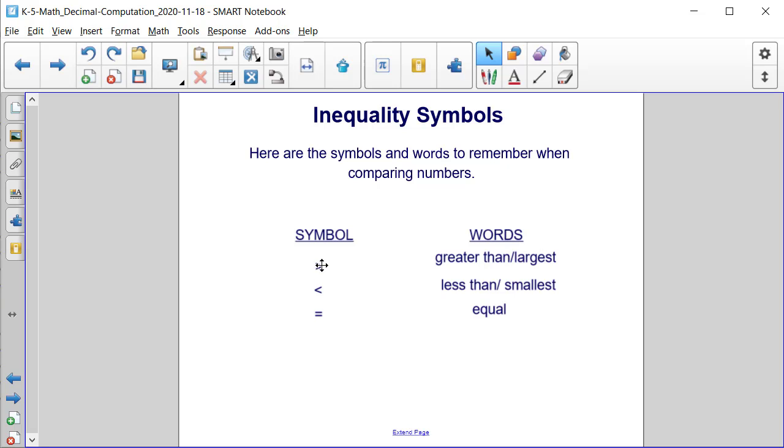So this symbol is greater than, or largest. The second symbol down is less than, or smallest. And the last symbol is equal.